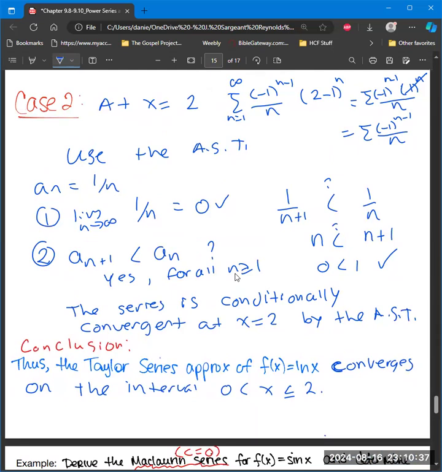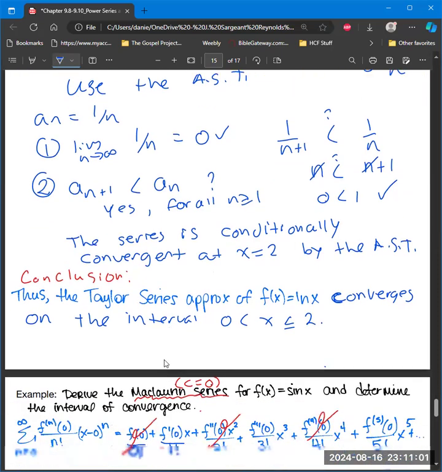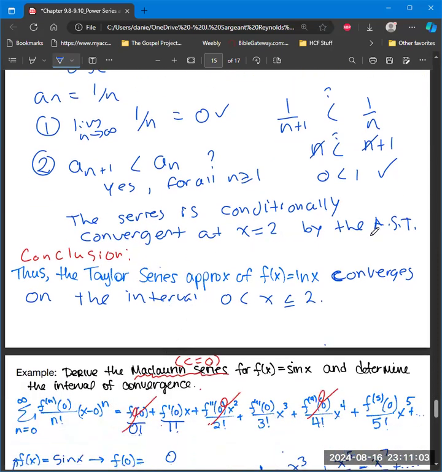We should already know that this one converges. That's the first case that we usually learn about with the alternating series test. The limit as n goes to infinity of 1 over n is 0. Is it always decreasing? Is 1 over n plus 1 less than 1 over n? It certainly is, because n is less than n plus 1, and then 0 is less than 1. So the series is conditionally convergent at x equals 2 by the alternating series test.